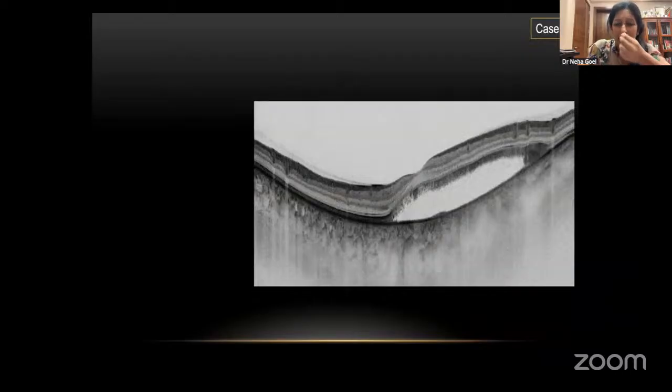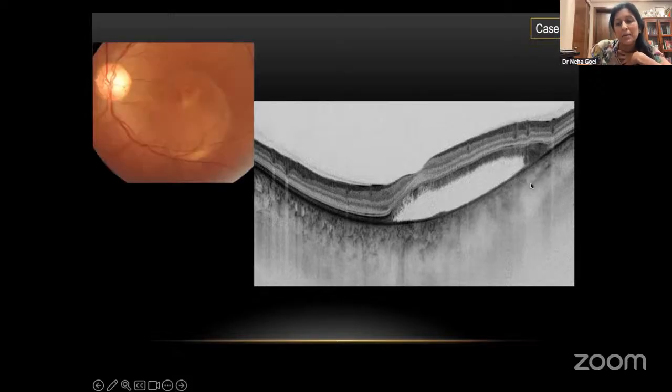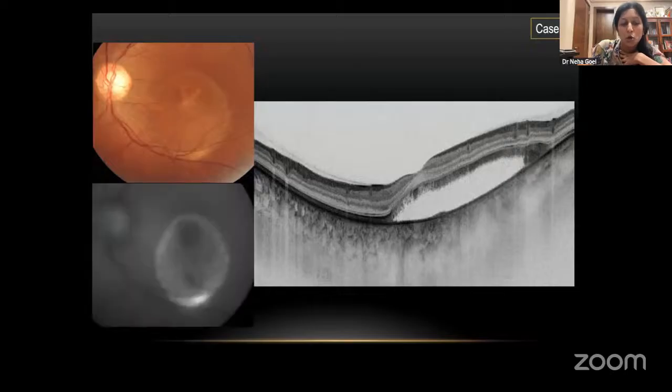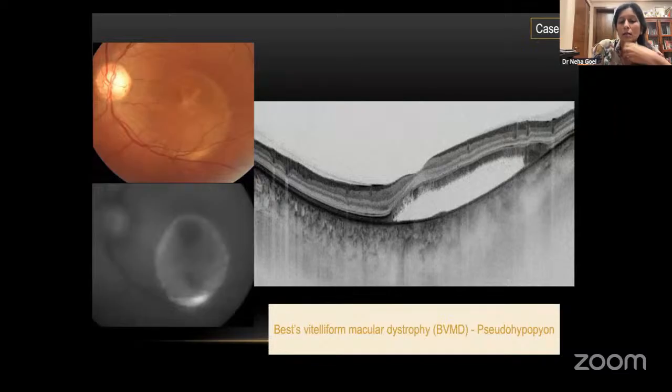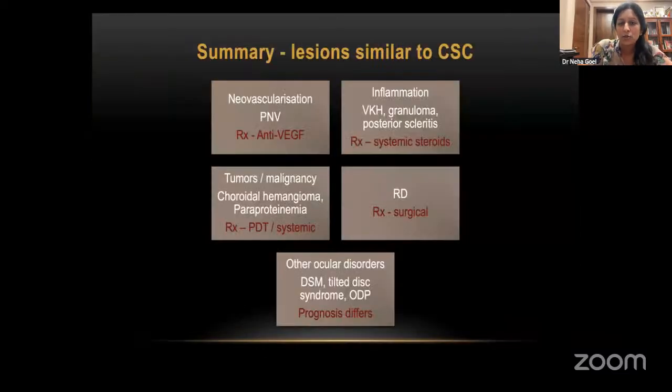So this is the last case, and here again you see a space between the neurosensory retina and the RPE. You again might label it as CSC, but going back to the clinical picture, this is a pseudohypopyon, which is hyperautofluorescent, and here we are dealing with actually Best vitelliform macular dystrophy.